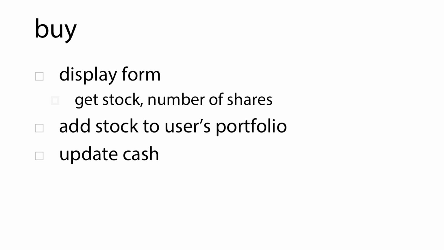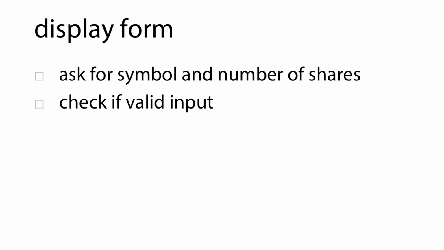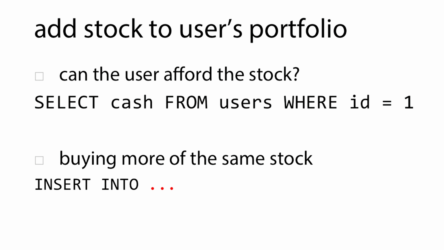as appropriate. For the display form, let's ask for the symbol of the stock and the number of shares, of course checking if this is valid input. Now that we know how many shares of a particular stock the user wants to purchase, let's see if they can actually afford it. Select the cash column from the table users where the ID number equals 1. And if that cash exceeds the total value of the shares times the price of that stock, then I can go ahead and buy that stock.